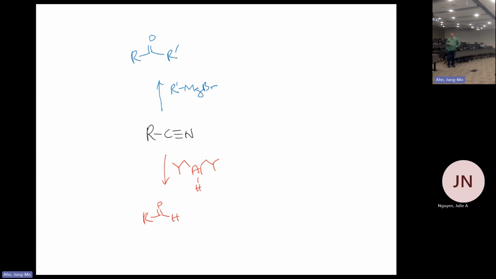But you also know other reactions. If you treat the nitrile with lithium aluminum hydride, it will be reduced completely. This becomes CH2, that becomes NH2, it will become an amine.